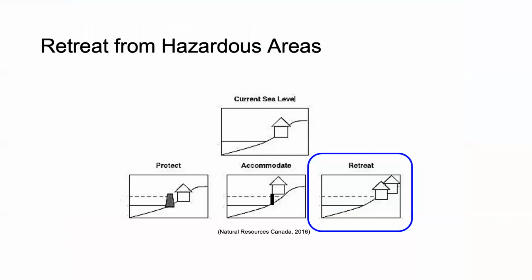So finally, the last response option we discuss in the white paper is retreat. So moving homes, businesses, and other infrastructure away from natural hazards. First, let's review the different approaches for implementing retreat in coastal areas.